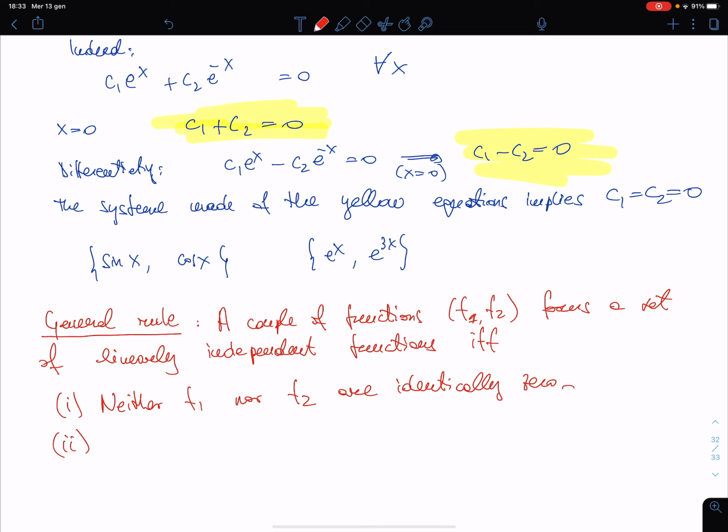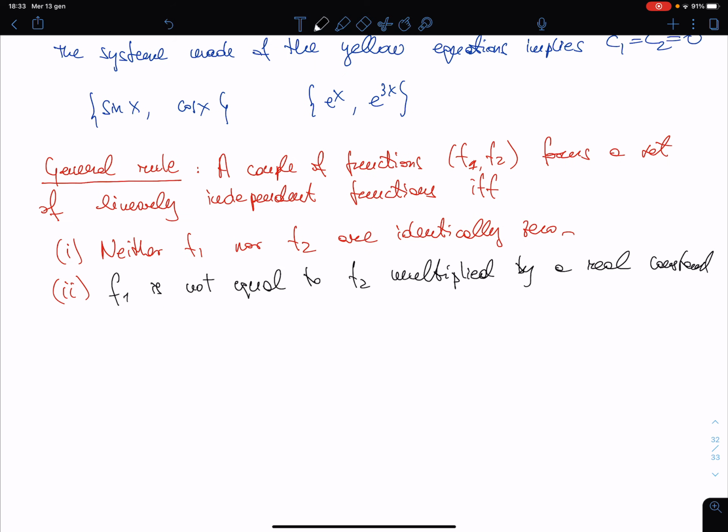Second, f1 is not equal to f2, possibly multiplied by a constant. They are not factors one of the other. They are not proportional, multiplied by a real constant. So it is very easy. When you have two different functions and one is not the other multiplied by a real constant, then they are linearly independent, provided that they are not zero.